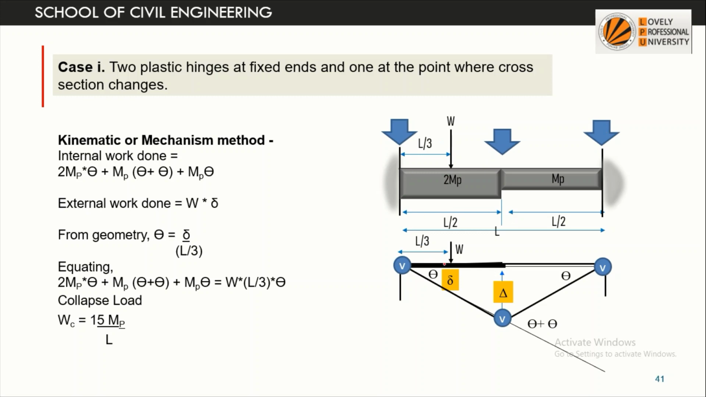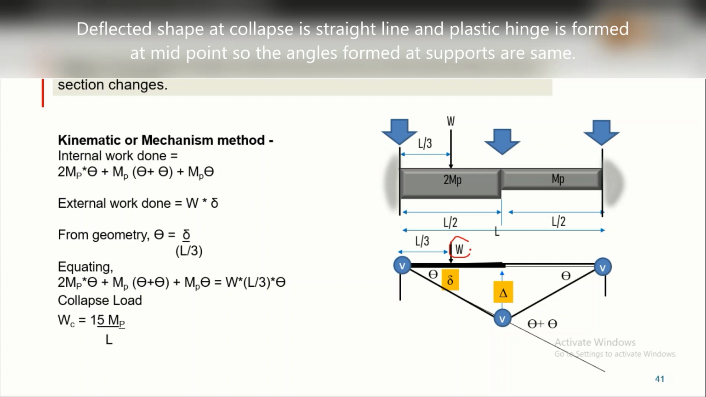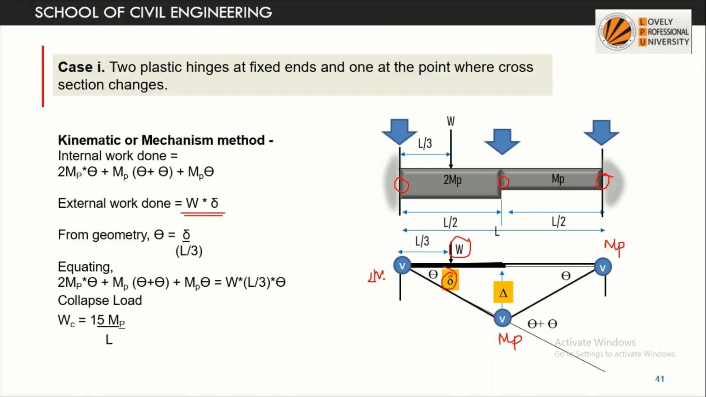Suppose the load is W, so external work done is equal to W into delta. No issues with that. Now there is a plastic hinge here and a plastic hinge here. The value of plastic moment is Mp here. On the left hand side it is twice Mp, on the right hand side it is Mp. It will be formed in the weaker section, so the plastic moment at the weaker section is Mp only. On this side it will be twice Mp.